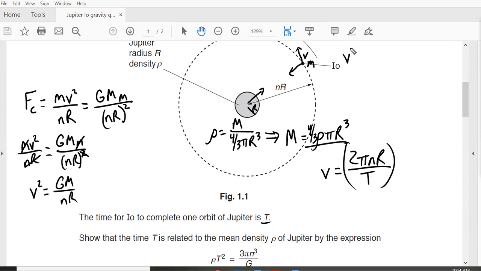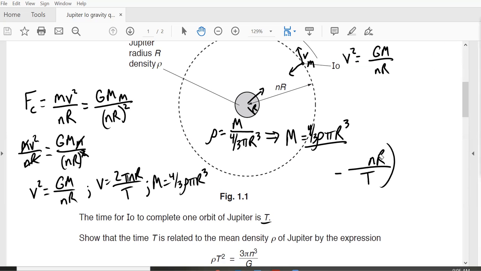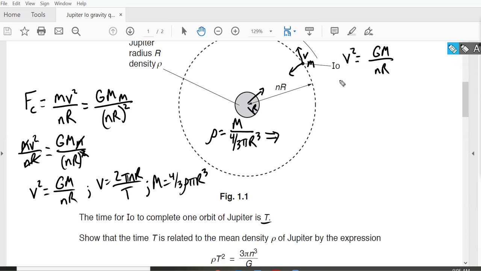I'm going to rewrite it up here. V squared equal to g m over n r. I'll rewrite this over here. V equals 2 pi n r over t, and m equals, that's this one right here, 4/3 rho pi r cubed. All right, so we cleaned that up over here. So that's where that came from. All right, so here we go.